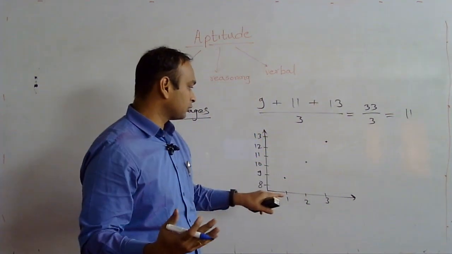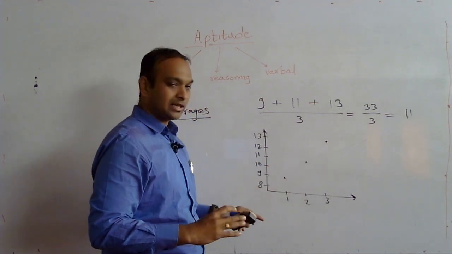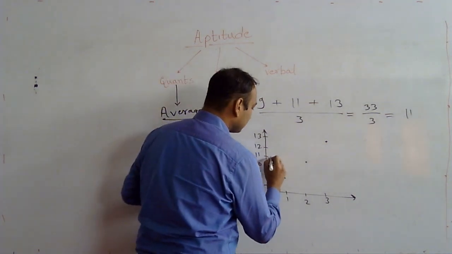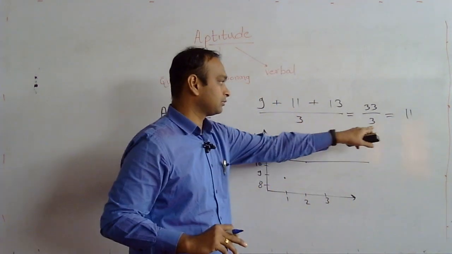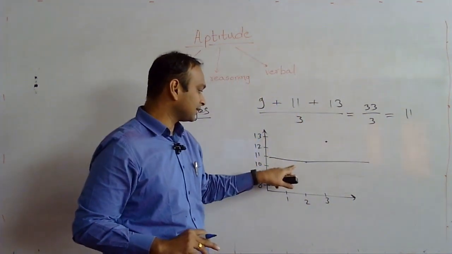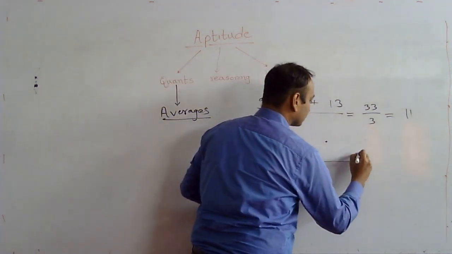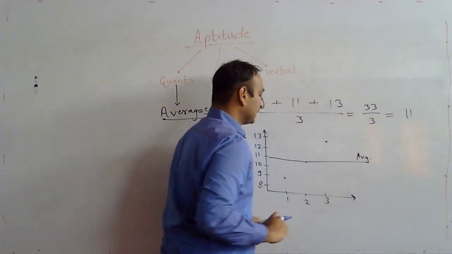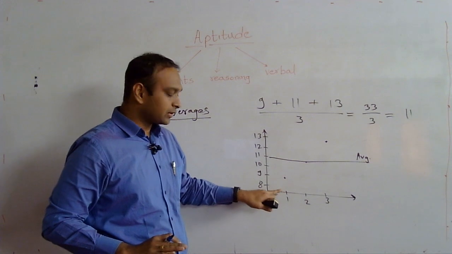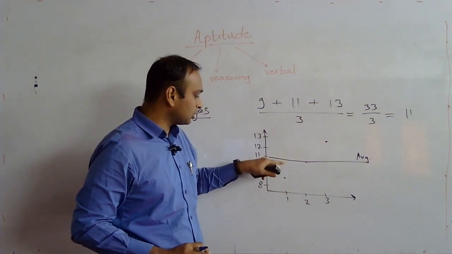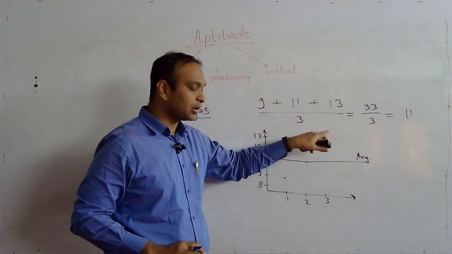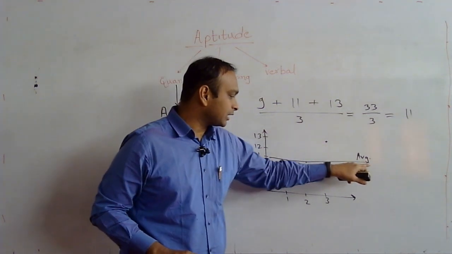To find the average on the graph, we can draw a line passing through the second point, 11. 11 is the average, so this is the average line of these three points. On the graph we can also see that the first point is below the average, the third point is above the average, and this is the average line.